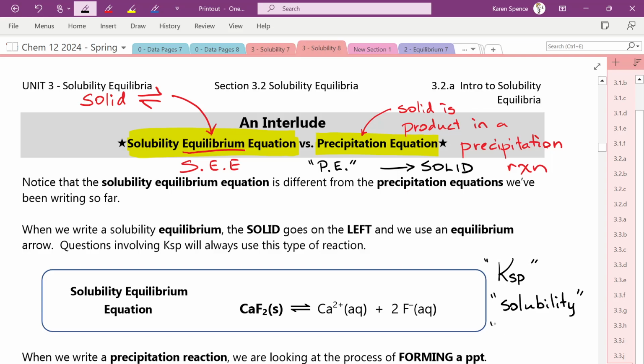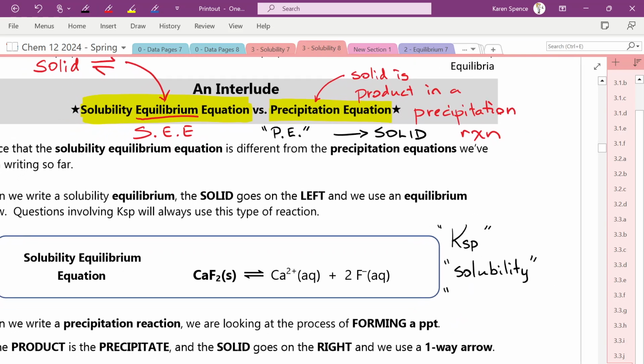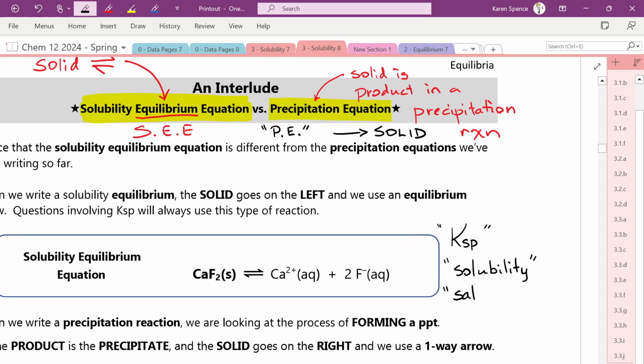You will use it often when you see the word saturated solution. So those are the words you are looking for that will let you know that you want to use the solubility equilibrium equation.